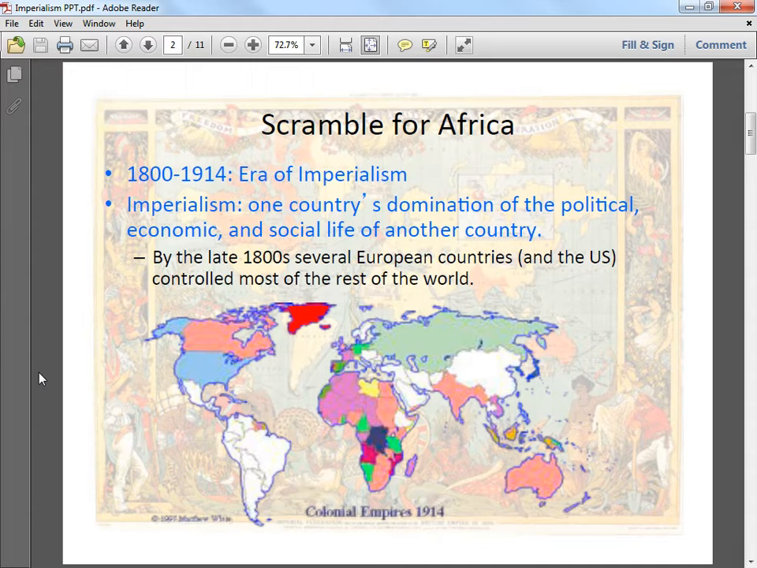By the late 1800s, several European countries, as well as the United States, controlled most of the rest of the world. Again, approximately 84%. You see how Africa's all divided up. It's all been divided up among Europeans at this point.